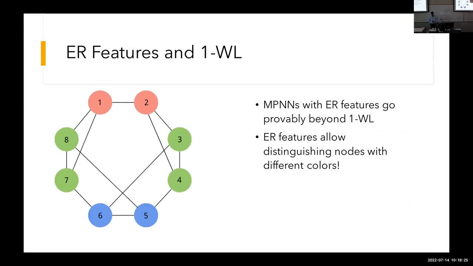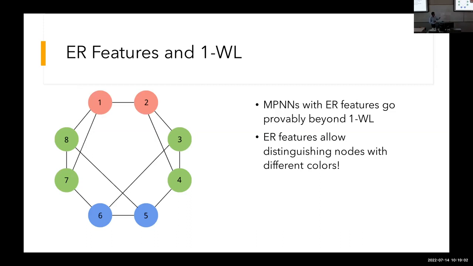Okay, so what we're able to show is that if you incorporate these ER features into MPNNs, you can actually go beyond the one-dimensional Weisfeiler-Lehman test. So the fact that it's at least as powerful is not too hard to show, because we already know that MPNNs can hit the WL expressivity. And all we're doing is simply adding new features to the MPNN, so it can't possibly get worse. However, there are examples where ER can distinguish some nodes in the graph in a way that standard MPNNs cannot.